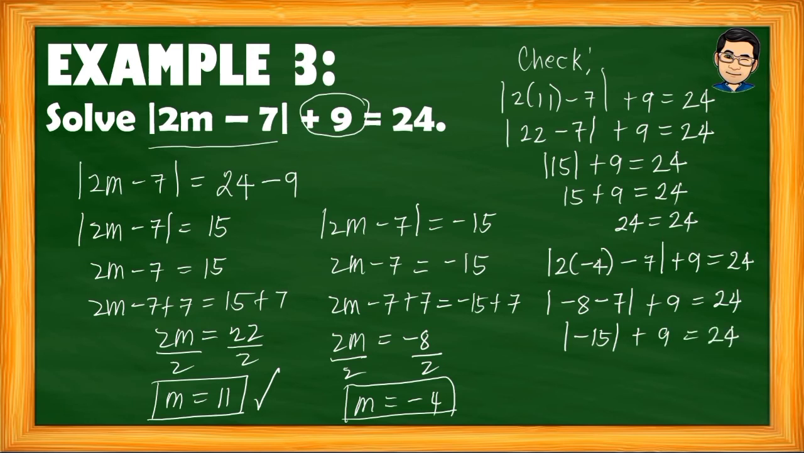Now, the absolute value of negative 15 is positive 15. And then, add natin sa 9. So, we'll get 24 is equal to 24. So, m is equal to negative 4 is also correct. So, yung solusyon ng ating example number 3 is 11 and negative 4.